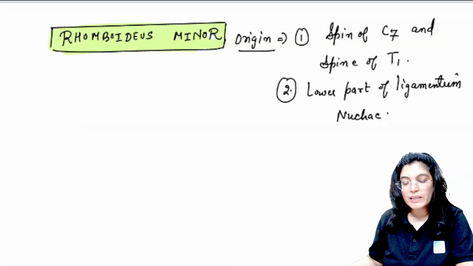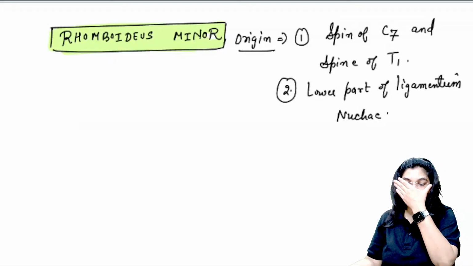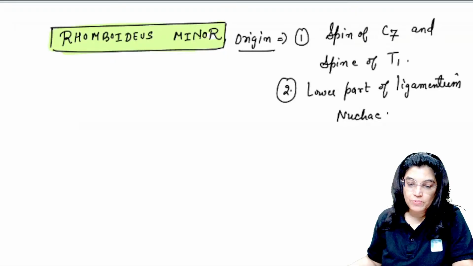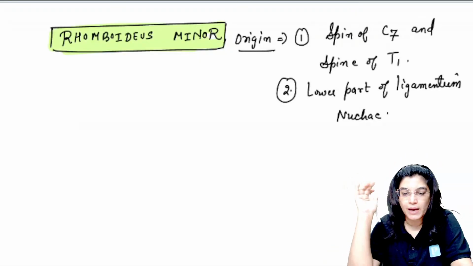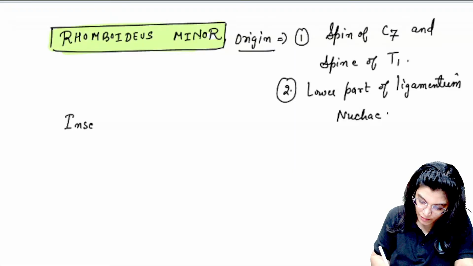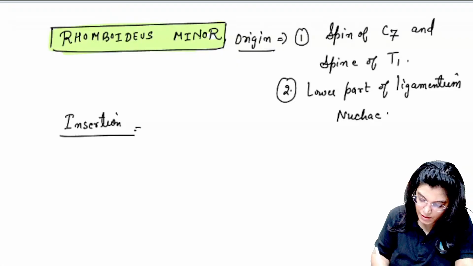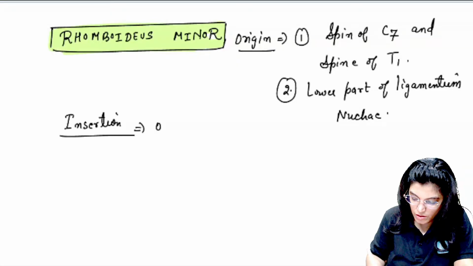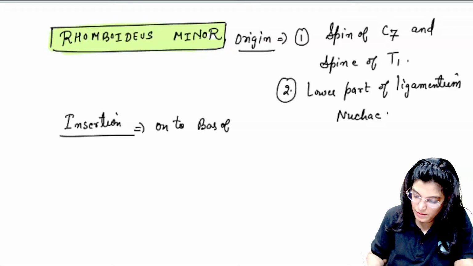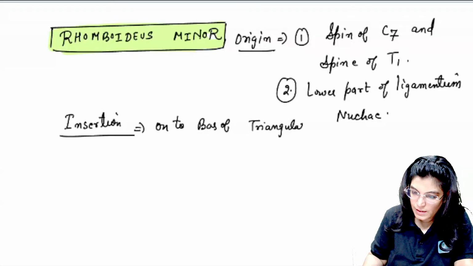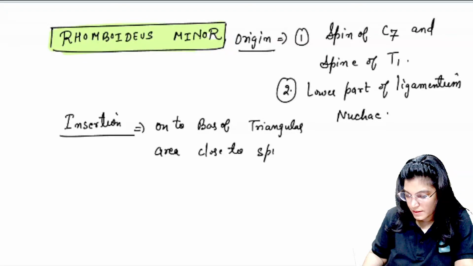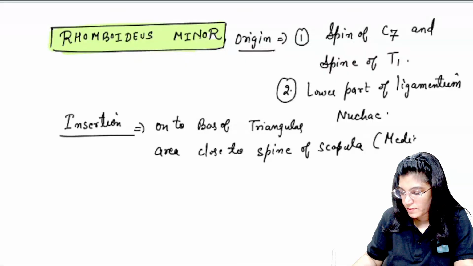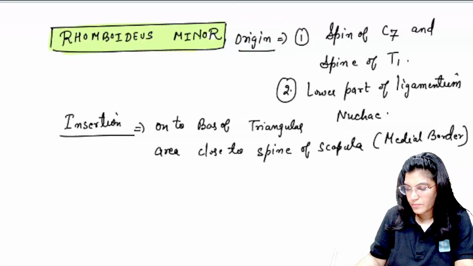If I talk about insertion, it is inserting into the medial border of scapula, below the insertion of levator scapulae muscle. So it is inserting onto the base of the triangular area close to the spine of scapula, where the medial border is.